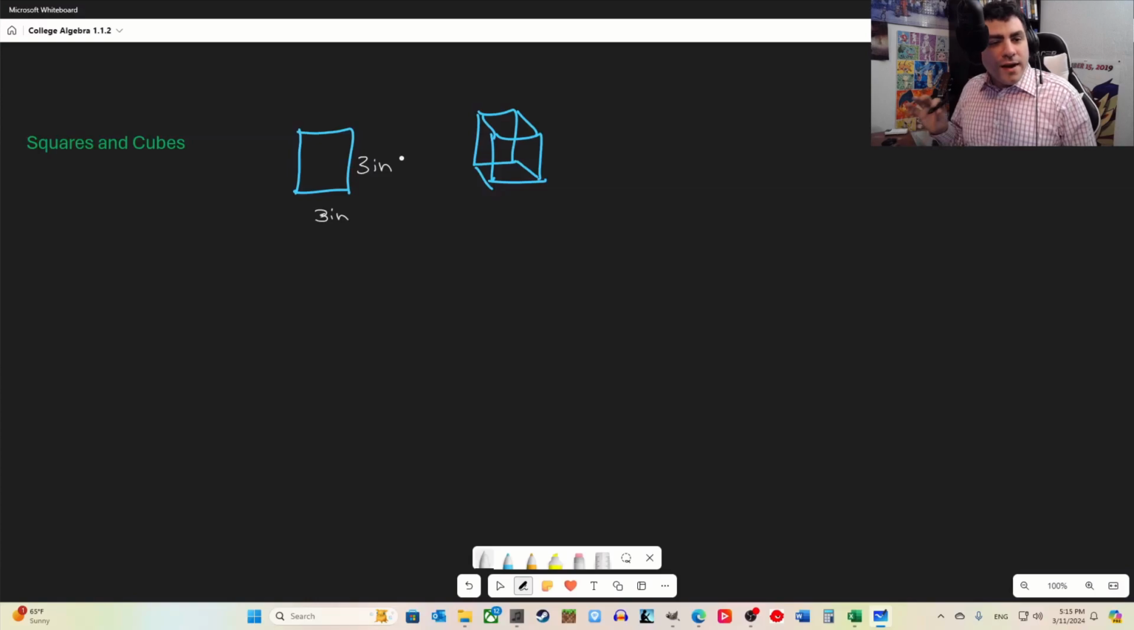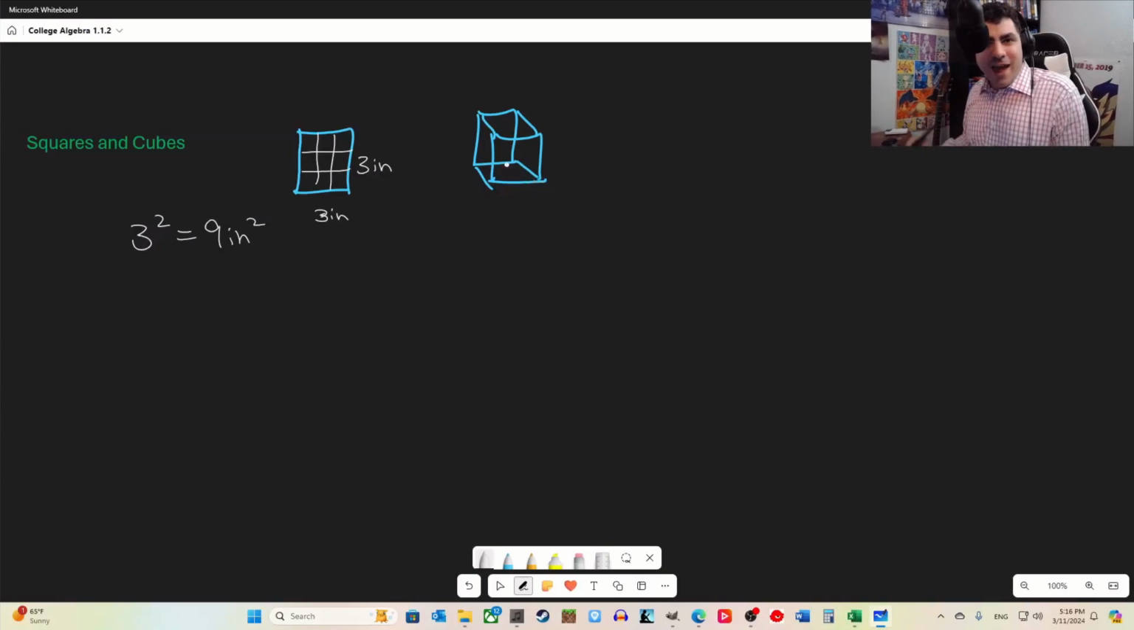I could add, and if I ask you what is the area or how many inches does this square cover, you would say, well, it covers 3 by 3 or 3 squared, which would be 9 inches, right? That'll be 1, 2, 3, 4, 5, 6, 7, 8, 9 inches. It will cover 9 square inches. And you will write that as inches squared. 9 inches squared.